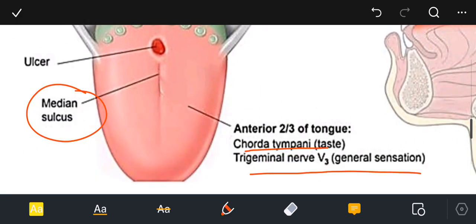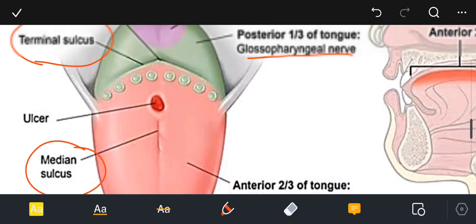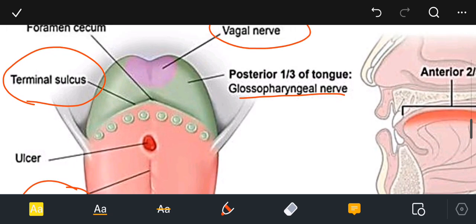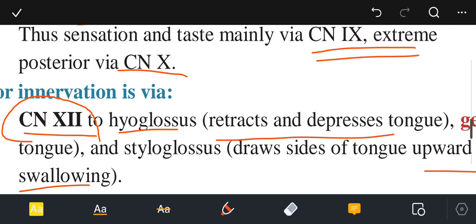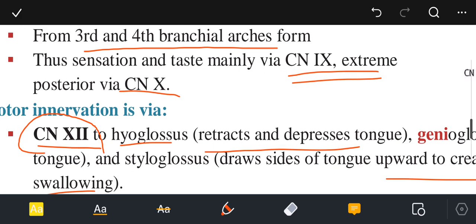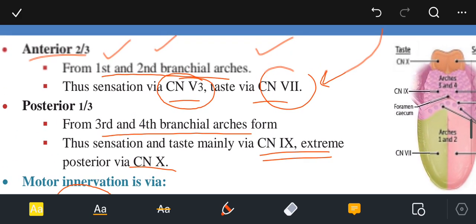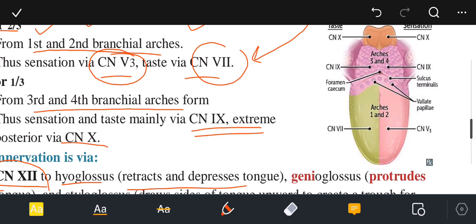The red area is supplied by the mandibular branch of the trigeminal nerve, CN5-3, for the sensations, and the taste fibers are taken by the chorda tympani nerve. Then we have the posterior 1/3 of the tongue, where the taste fibers are taken by the glossopharyngeal nerve, and very posteriorly we have vagal fibers taking the taste sensation. And if I am not wrong, the sensory fibers throughout the tongue, anteriorly and posteriorly, are taken by cranial nerve 5.